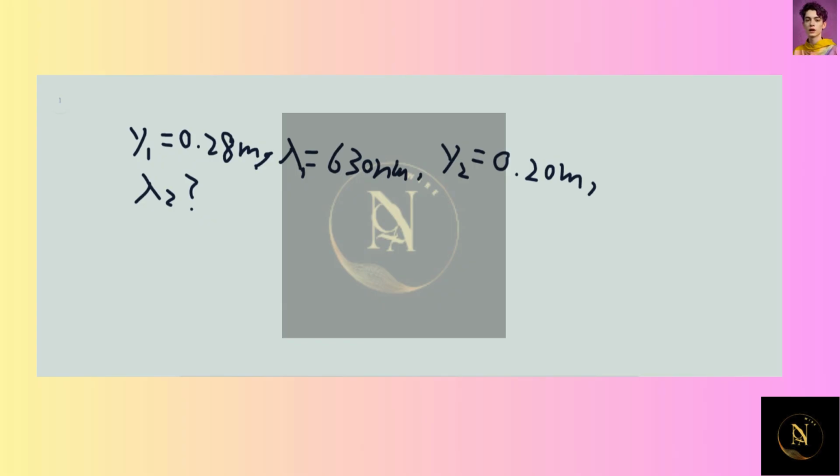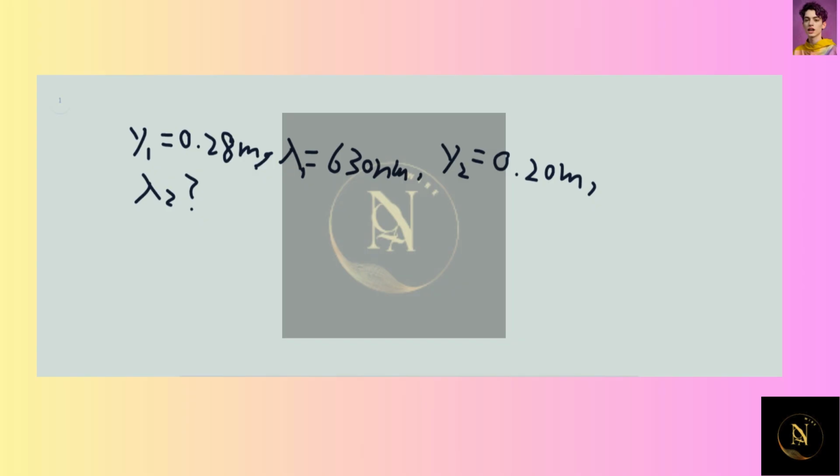Okay, so the question is asking us to determine the wavelength of the second source. So what's known here? We know the spatial separation of the first order bright band from the first source is 0.28 meters, and the wavelength from the first source of light is 630 nanometers, and the spatial separation of the first order bright band from the second source is 0.20 meters. So it's asking us to figure out lambda 2, which is the wavelength from the second source.